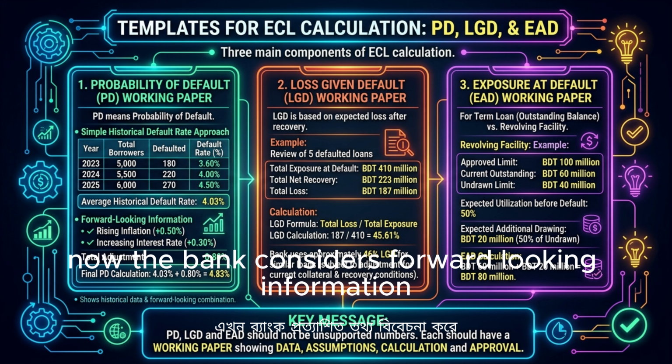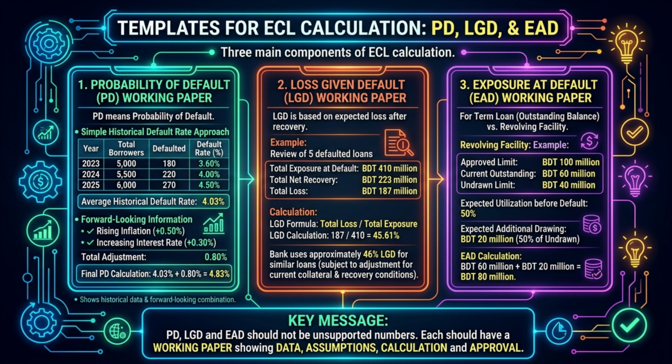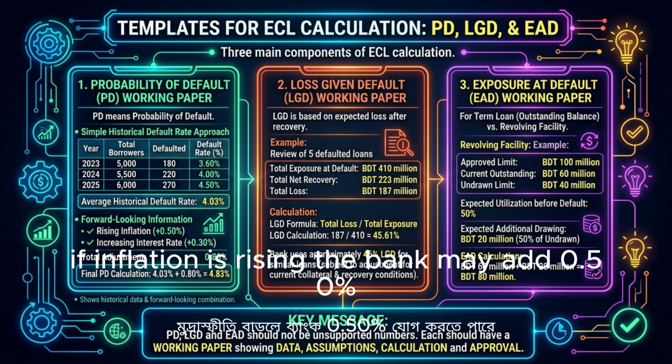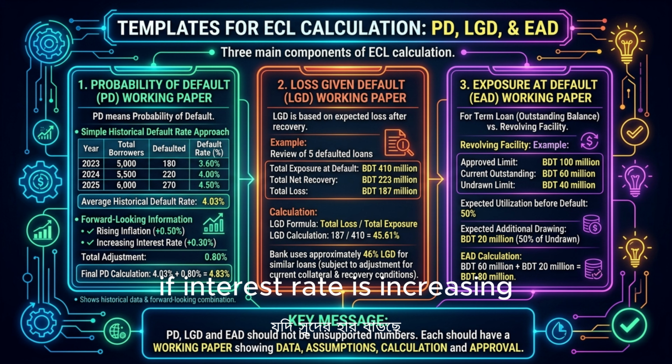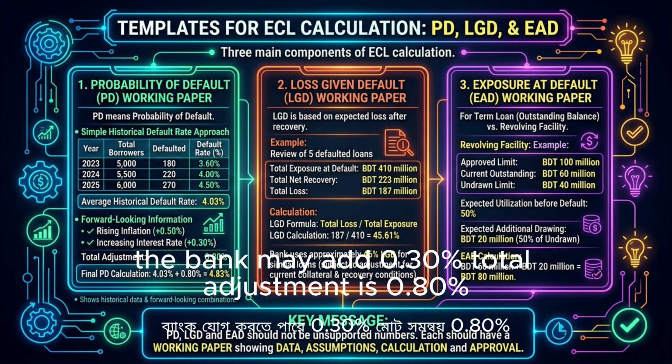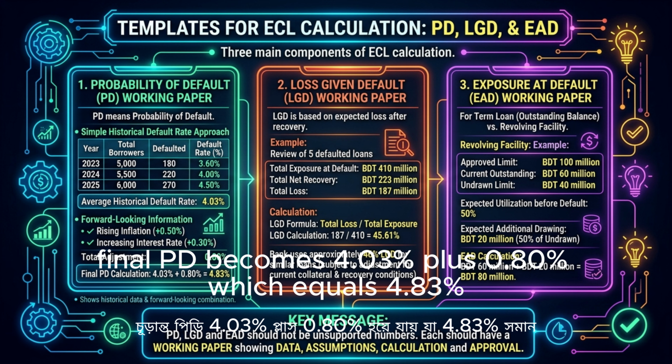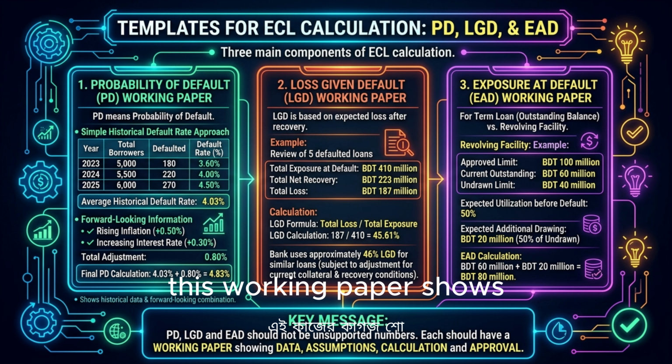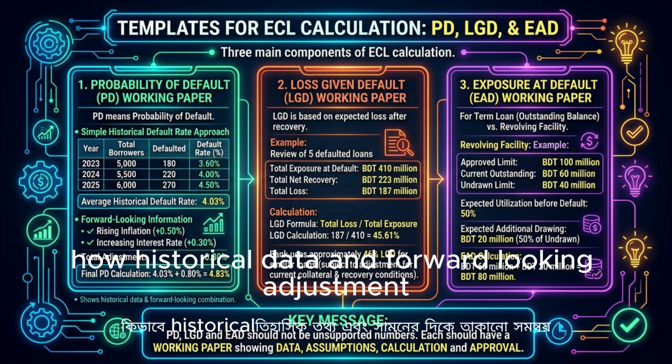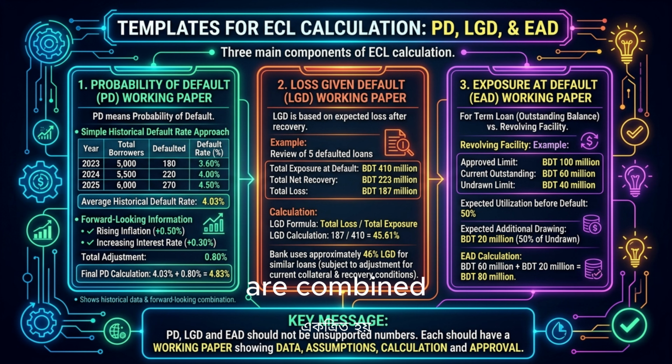Now the bank considers forward-looking information. If inflation is rising, the bank may add 0.50%. If interest rate is increasing, the bank may add 0.30%. Total adjustment is 0.80%. Therefore, final PD becomes 4.03% plus 0.80%, which equals 4.83%. This working paper shows how historical data and forward-looking adjustment are combined.